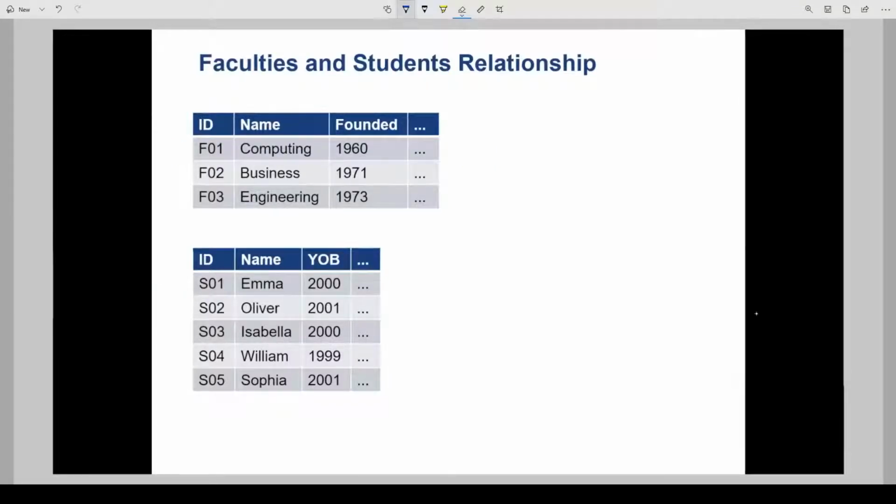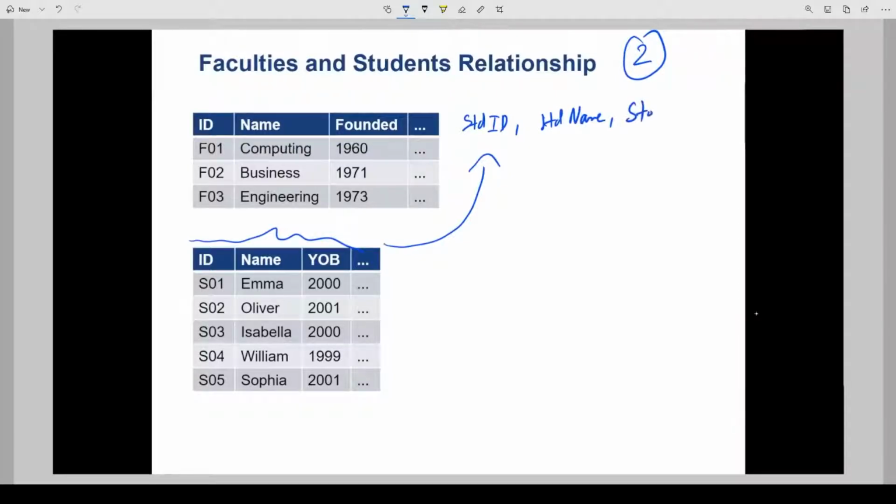So let's go to option 2. Change something. Right. So let's say that I copy everything to here. It means that in the faculty table, I put student ID, student name, and student year of birth, in here. I put all the columns of the students table into this faculty table.